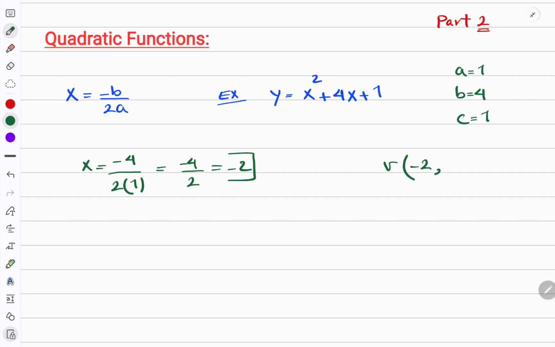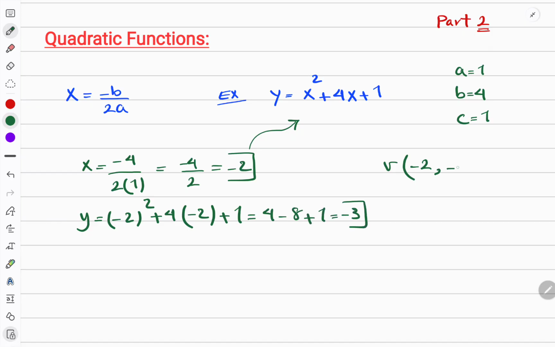And how about y? We have two strategies to find the value of y. The first one is to substitute negative 2 into this equation. So negative 2 squared plus 4 times negative 2 plus 1. So we have 4 minus 8 plus 1, which is negative 3, the y coordinate of the vertex.